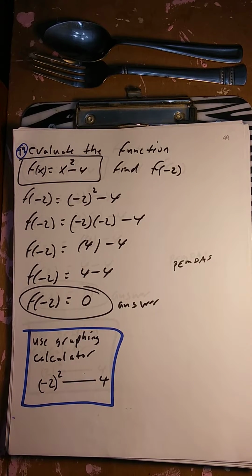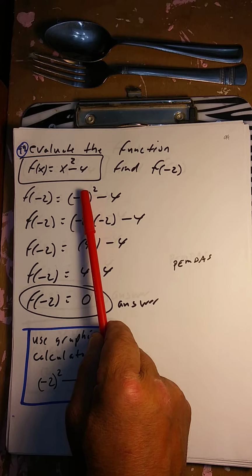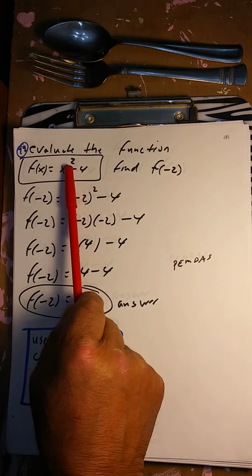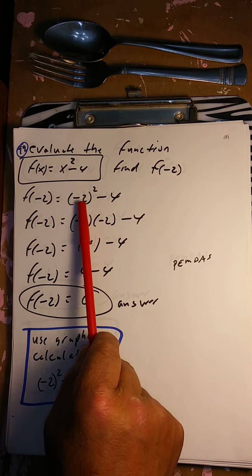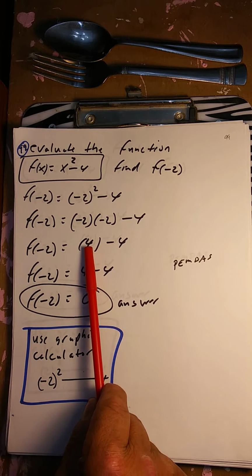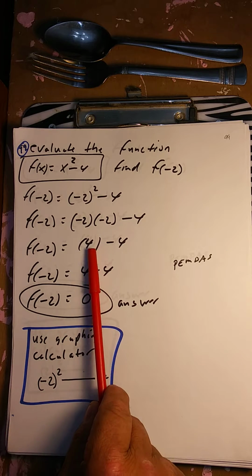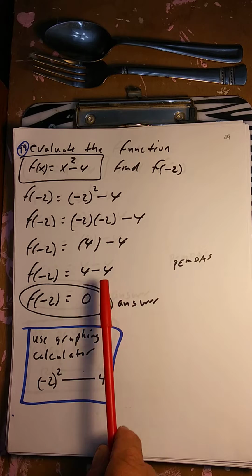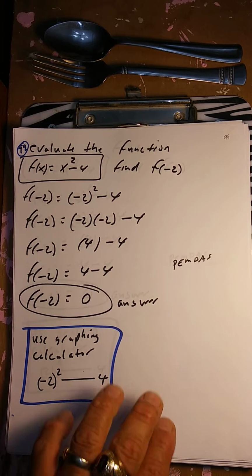Find f of negative 2. So, in parentheses, I'm going to put it right here. See right here, parentheses? Negative 2 in there for the x. Until you have a letter, a variable, put it in the parentheses like this. So negative 2 squared means negative 2 times negative 2. And negative times a negative is a positive 4. Multiplication first. Power, multiplication. Now we're going to go 4 take away 4 is 0 for the answer.